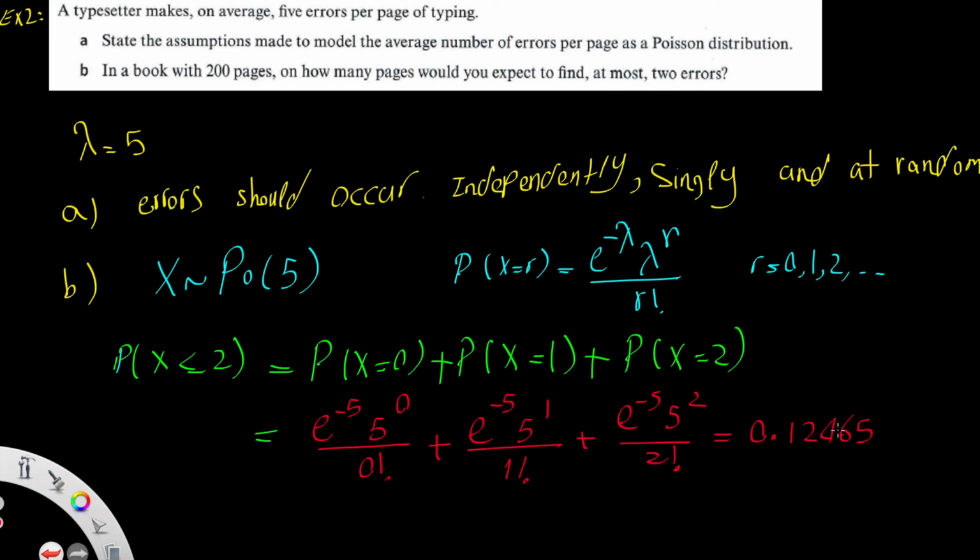Then it wants you to find the number of pages in 200 pages. So to find this expectation, you multiply 200 by the probability of at most 2 errors in one page. So probability of at most 2 errors in one page is 0.12465. So in 200 pages, it should be multiplied by 0.12465, which will be 24.9 or 25 pages.